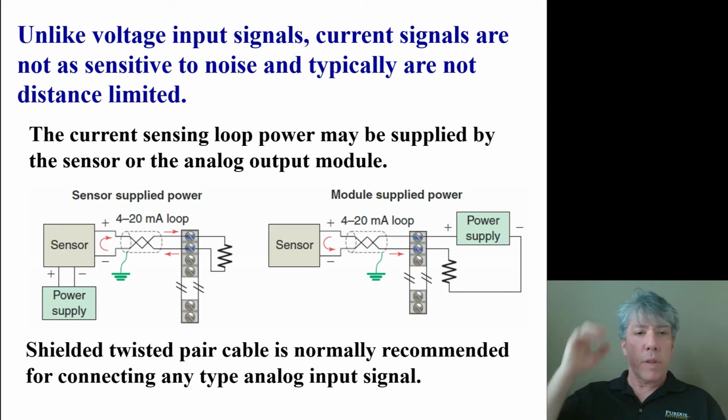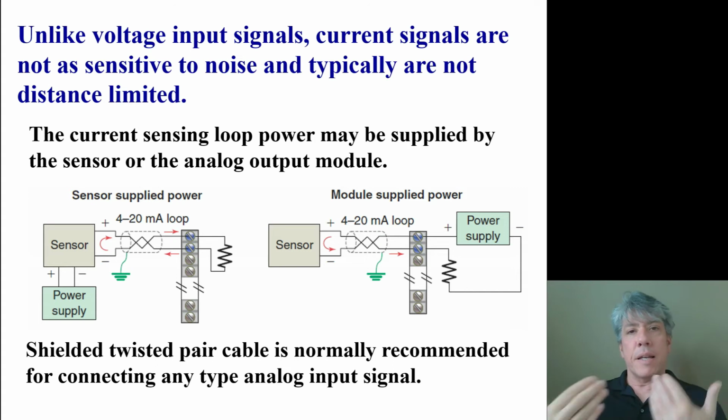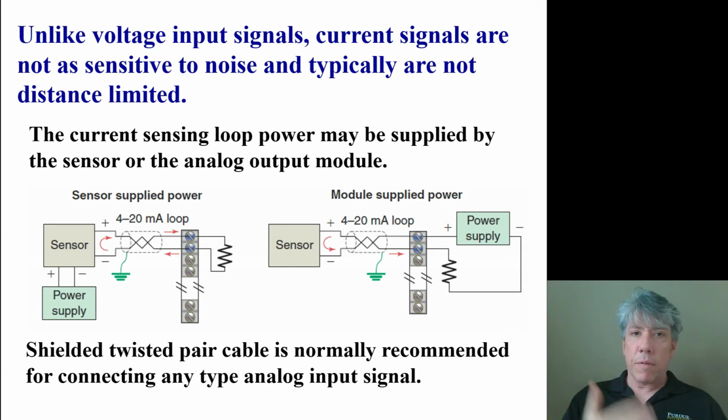The reason for that is that the current signal can be run for a long distance and is not as sensitive to noise as a voltage signal. If you think about a voltage signal, let's say that we've got a flow rate going through a pipe and we've got a flow sensor measuring it, and the flow rate's from 0 to 100 gallons per minute. Just making up numbers. And the voltage that the sensor is supposed to put out is from 0 to 10 volts.